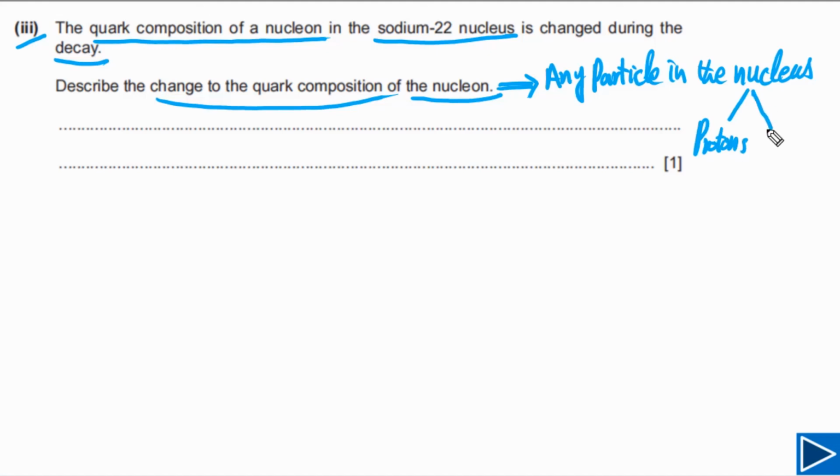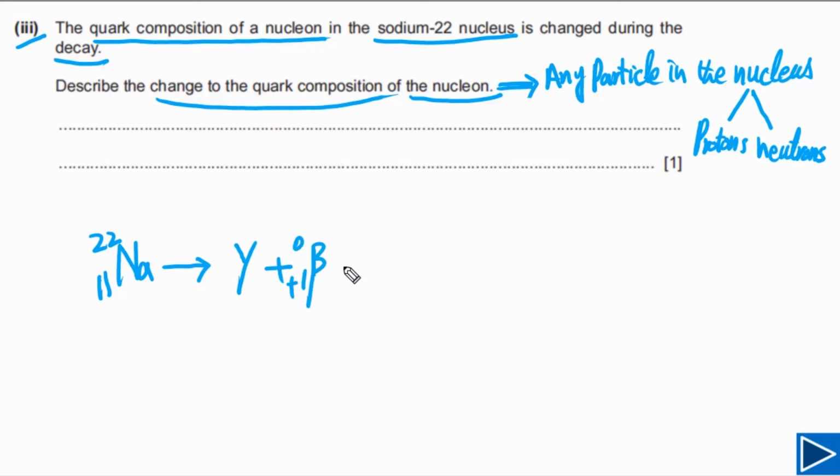So protons and neutrons, we call them nucleons. Let's try to understand a little bit more about beta plus decay to answer this question. First we will start from sodium. Sodium-22 means the mass number of sodium is 22 and atomic number of sodium is 11. This decays to a daughter nucleus by beta plus decay, or simply we can say by emitting beta plus particle and electron neutrino. This daughter nucleus has atomic number 10 and its mass number is 22.